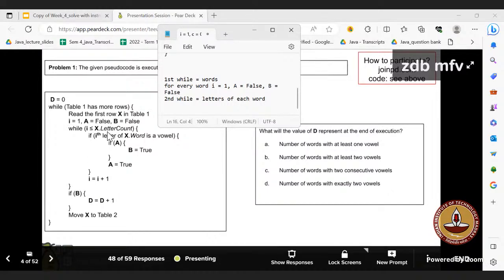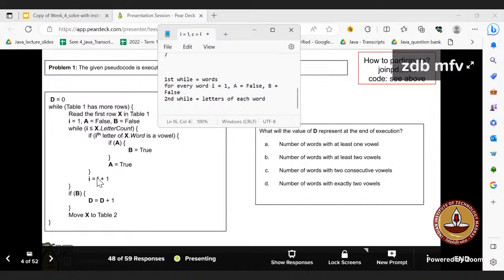Okay, what if the third letter is a consonant? Then you will just come out of the while loop and you will just see I equal to I plus 1. Okay. What if the fourth letter is also a consonant? Then I equal to I plus 1 will happen.